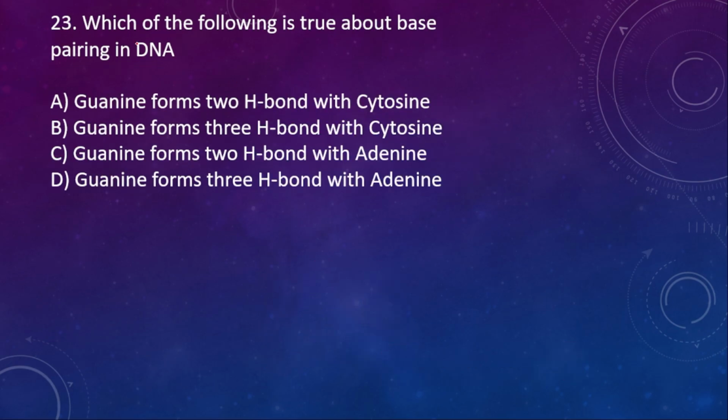Next, 23. Which of the following is true about base pairing in DNA? The question is the same, but the options are different here. Don't get confused. A. Guanine forms 2 hydrogen bonds with cytosine. No. B. Guanine forms 3 hydrogen bonds with cytosine. Yes. So here the right option is option B.